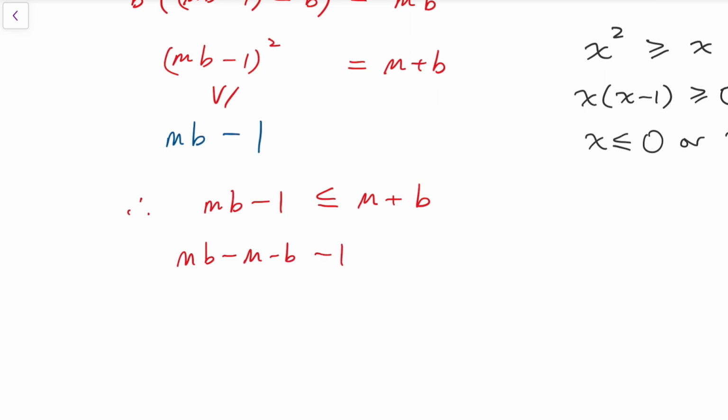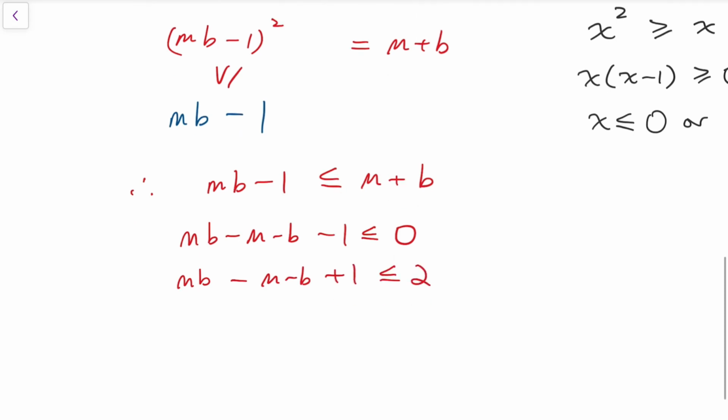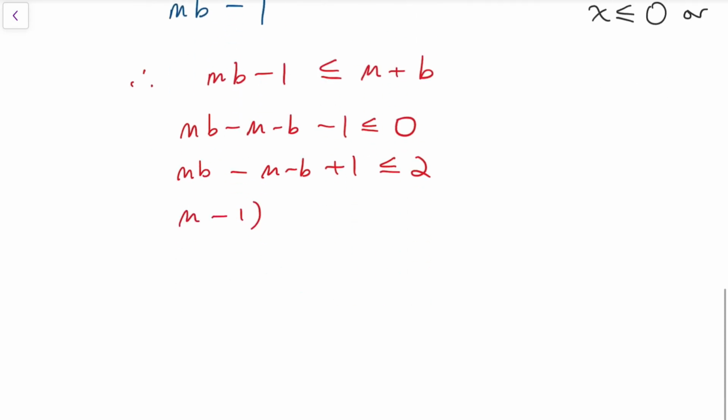So then I can proceed like this: add 2 on both sides so that I can factorize the left, and I have (m minus 1) multiplied by (b minus 1) is less than or equal to 2. So there are not many cases to consider.